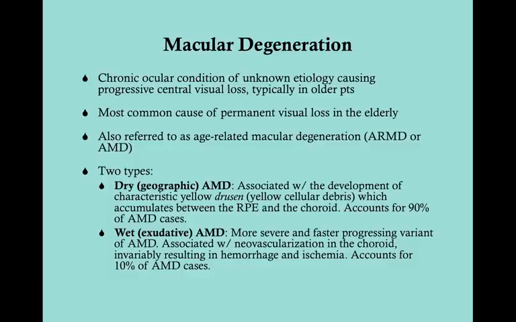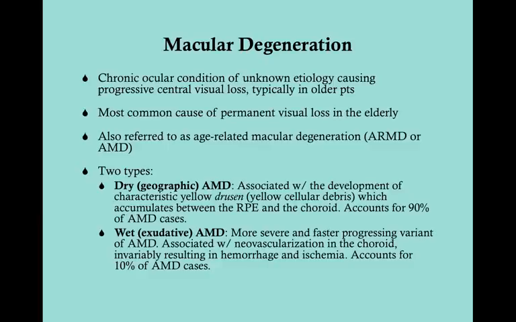The more common one is dry AMD. It's also called geographic AMD, for reasons I'll tell you in a little bit. It's associated with the development of characteristic yellow nodules called drusen. These are cholesterol-based material, cellular debris, that accumulates in between the retinal pigment epithelium and the underlying choroid. This accounts for 90% of AMD cases.